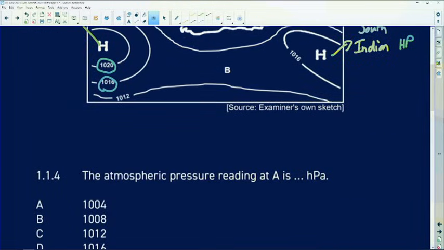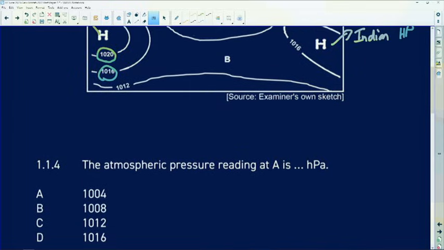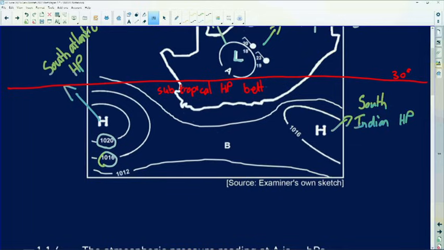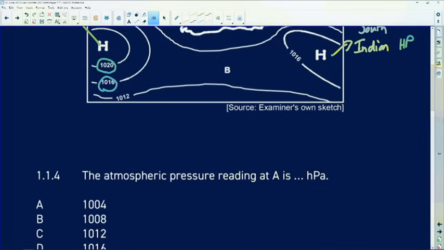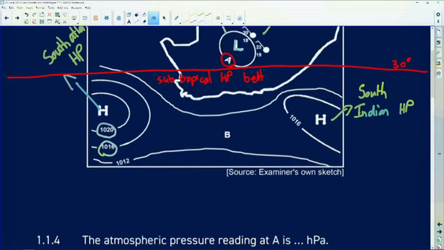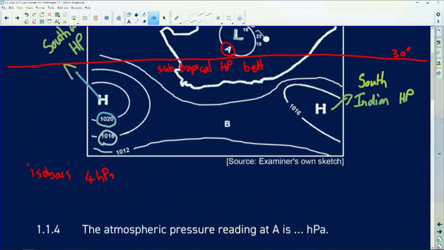Okay, now if you look at question 1.1.4, the atmospheric pressure reading at A, and let's just quickly look at A, right? They want to know what's the pressure reading being experienced at A. Is it 1004 hectopascal or millibar, 1008, 1012, or 1016? Now remember, the interval for isobars is 4 hectopascal.